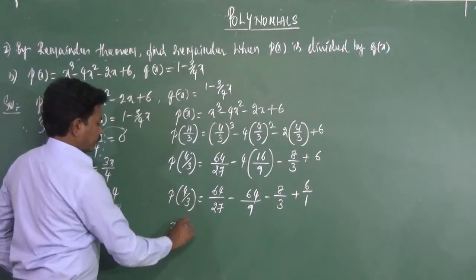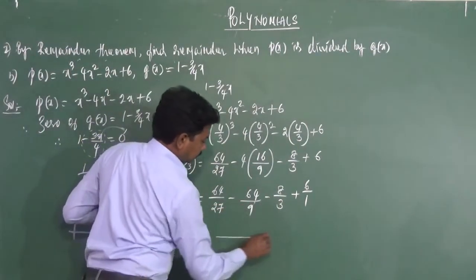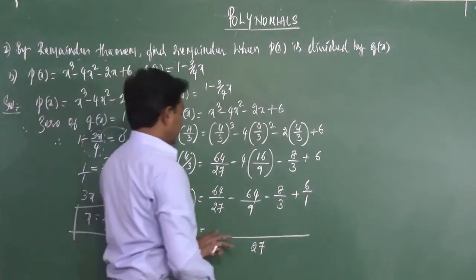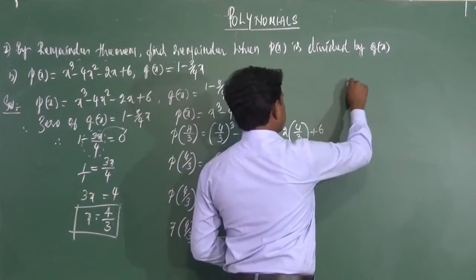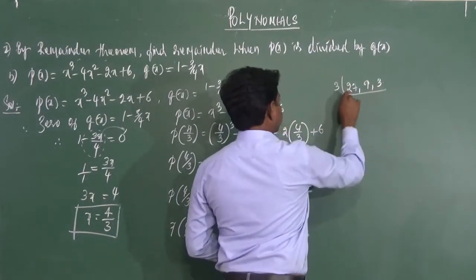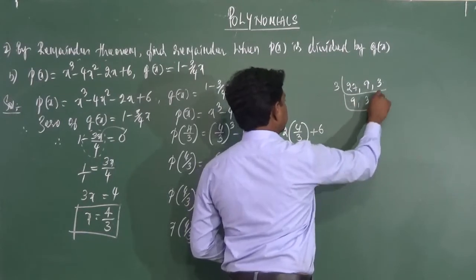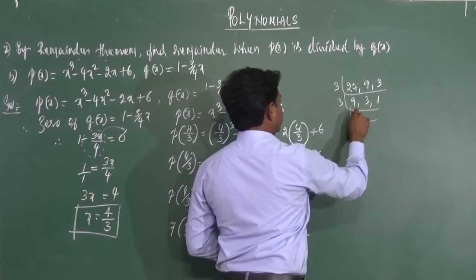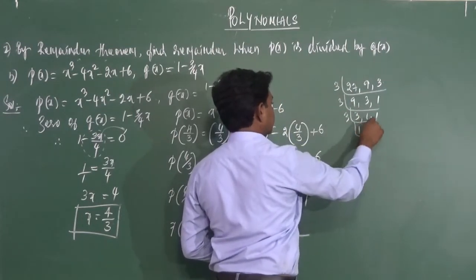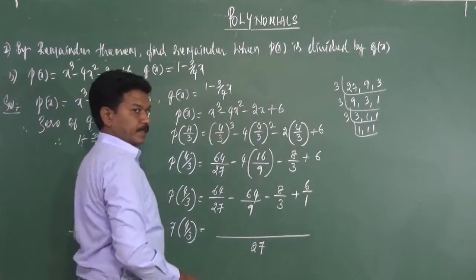So p of 4 by 3 is equal to, for 27, 9 and 3 the LCM is 27. You can check it out by taking the LCM here. So 27, 9, 3. 3 9s are 27, 3 3s are 9, 3 1s are 3. So 3 3s are 9, 9 3s are 27. So 27 is the LCM.